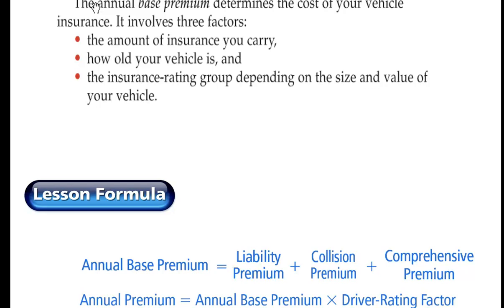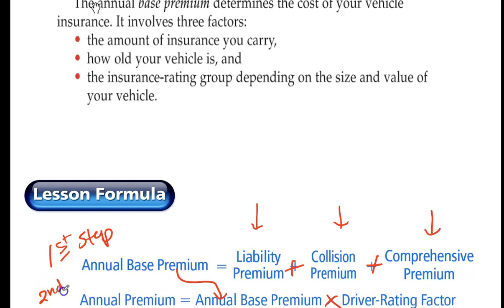So the formula for this lesson is below, and you have this in your notes. A few things you might want to add to your notes, because that's what notes are for, adding. This is the first step you will do. You will look on the chart and find these three numbers. You will add them together to get your annual base premium. And then when you get that number, you will multiply it times your driver rating factor. So first step, second step.